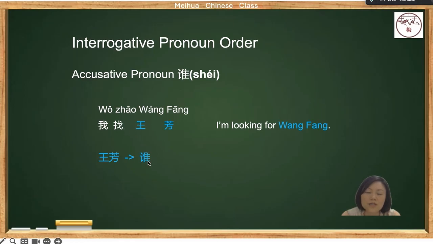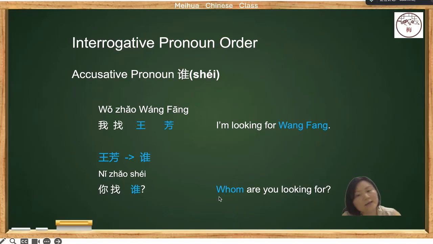我找谁? No, somebody is asking me. So it should be, he or she should say 你 instead of me, right? He should say you. 你找谁? 你找谁?